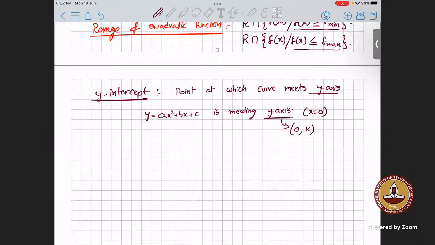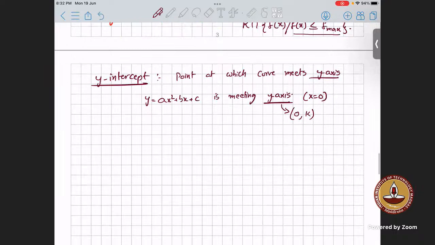Look, 0 comma 0, 0 comma 1, 0 comma 2, 0 comma 3. So x equal to 0 is known as the equation of the y-axis. Right.